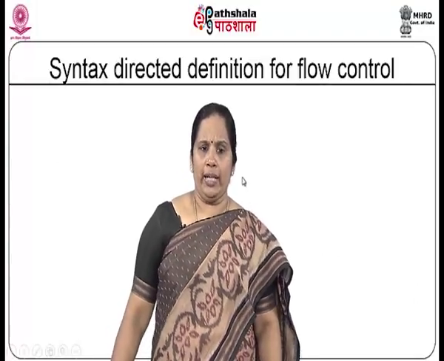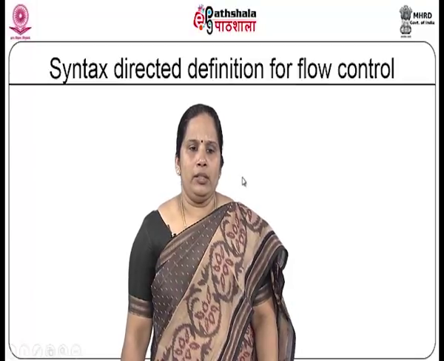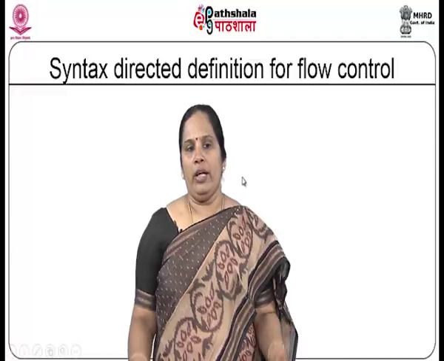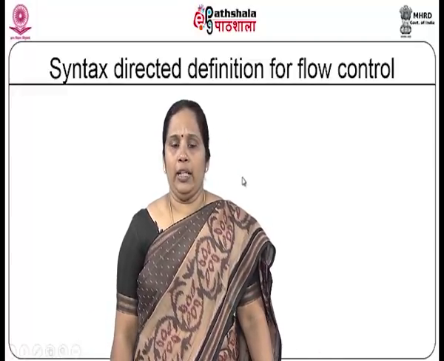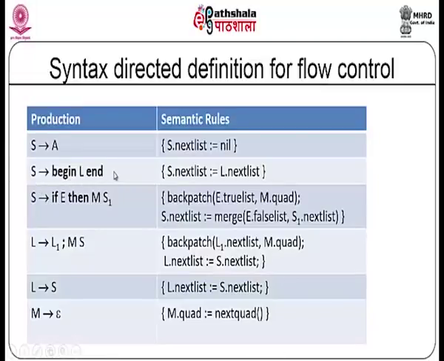Now, let us look at this. S produces A is a very simple statement for which you do not have a next list at all. So I will say here S dot next list is equal to nil. And for the statement S produces begin L end, the next list of L is nothing but the next list of S also. So, S dot next list will be equal to L dot next list.